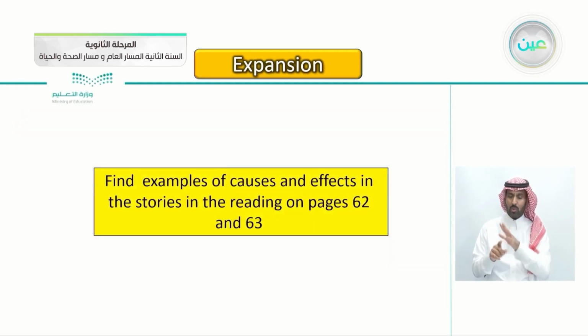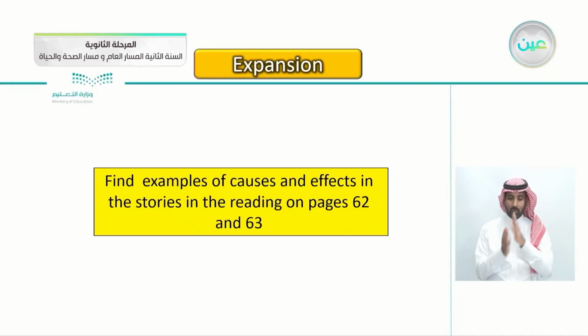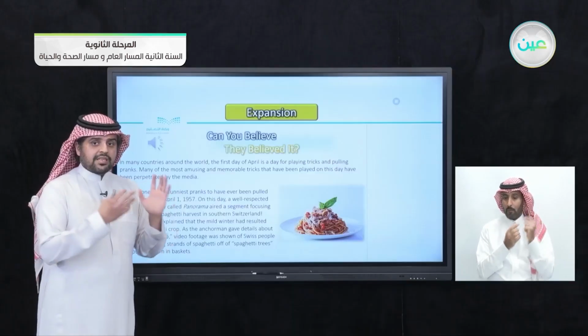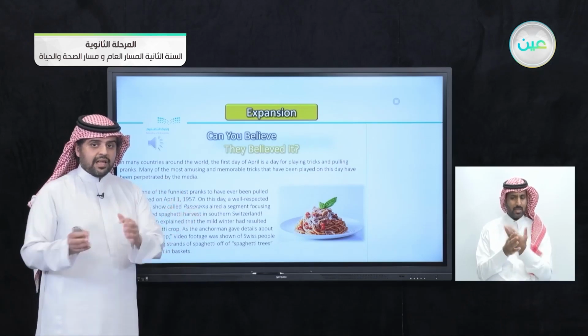For example, here, find examples of cause and effects in the stories, in the reading on pages 62 and 63. If you remember the reading we took in our previous lesson, let's turn to pages 62 and 63 and try to find examples of cause and effect in the same way, in the same chart that I just showed you. This is the reading from our previous lesson. Just to refresh our memory, let's listen to the reading article again. Then we will fill the chart of the cause and effect.